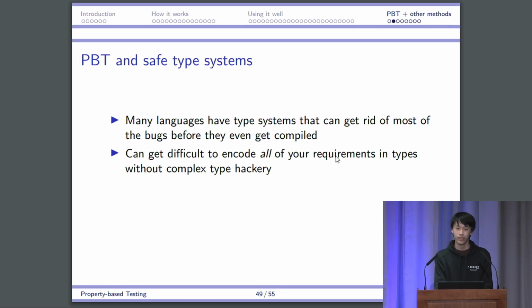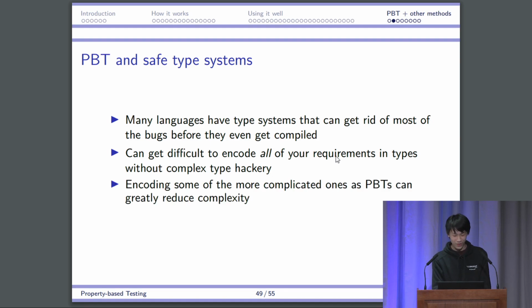However, it can get difficult to encode all of your requirements in types without complex type hackery. Believe me. Okay, anyway, encoding some of the more complicated ones as property-based tests can greatly reduce complexity. And that is because you no longer have to do complicated type hackery. You can just write your guarantee as a property-based test.